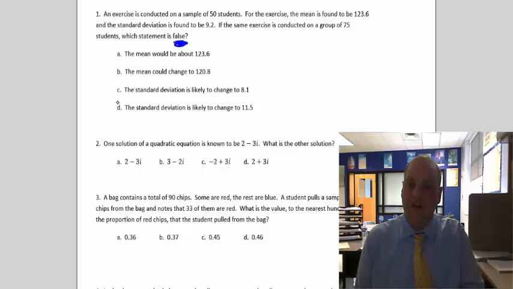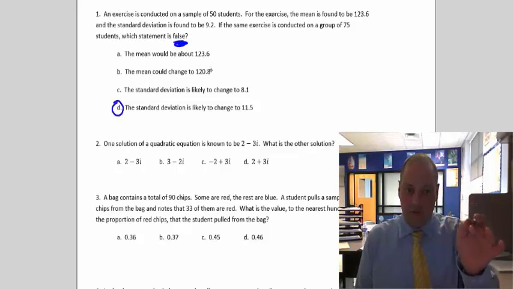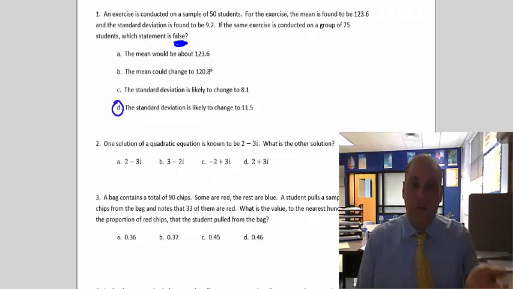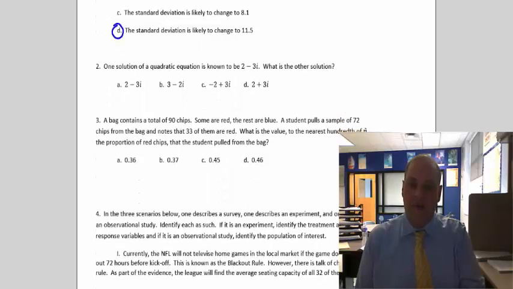Which statement is false? The standard deviation is likely to change to 11.5. It is not likely to go up, because if your sample goes up from 50 to 75, your deviation should go down from 9.2 down to something, right? So it is not likely to change to 11.5 if you increase the sample size.